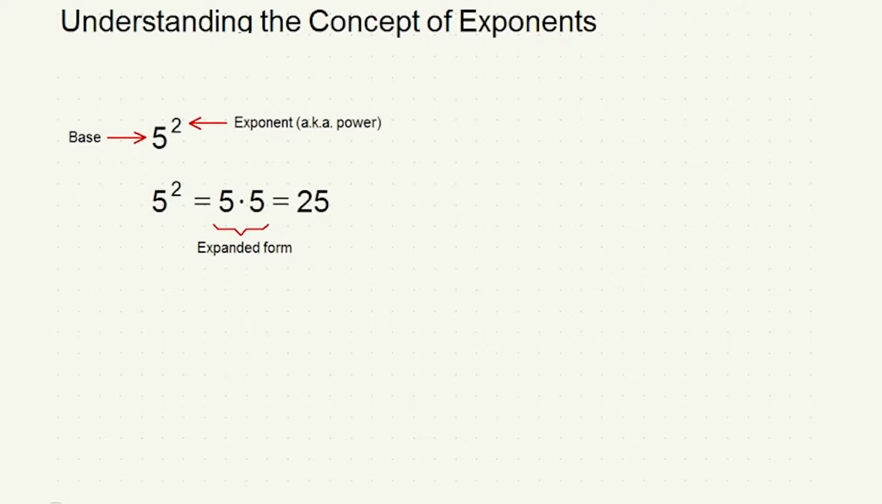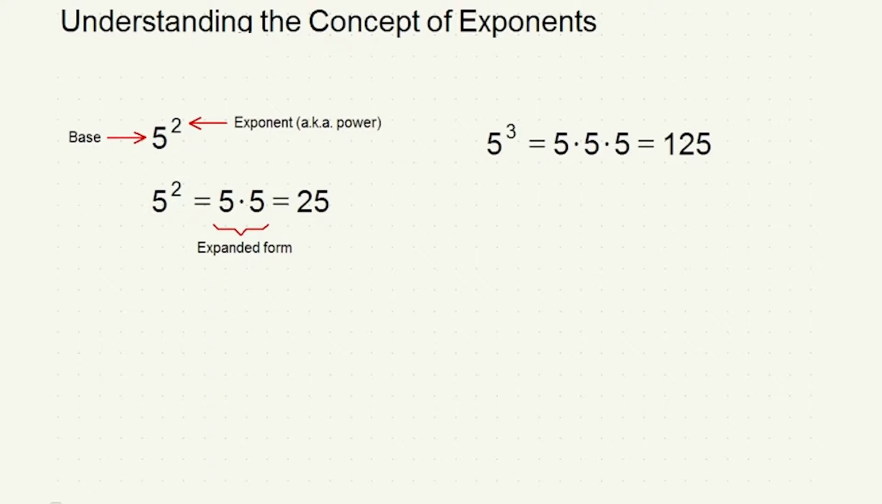Let's see another example. What do you think the expanded form of 5 to the third would look like? Well, it would just be 5 times 5 times 5, which equals 125. Do you see how the number in the exponent tells you how many of the base numbers to multiply together to write the exponent in expanded form? So 5 to the third equals 5 times 5 times 5. 5 squared is 5 times 5.